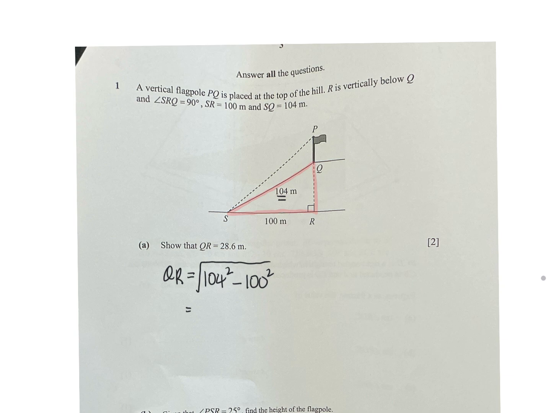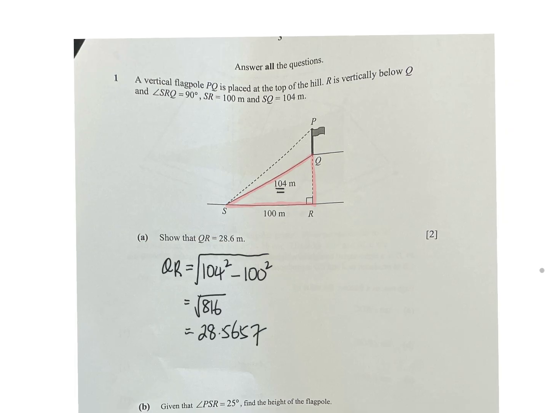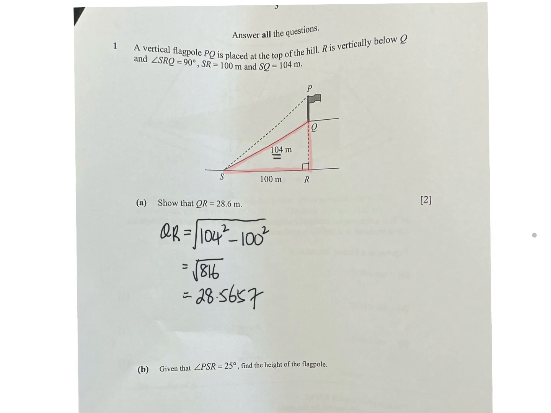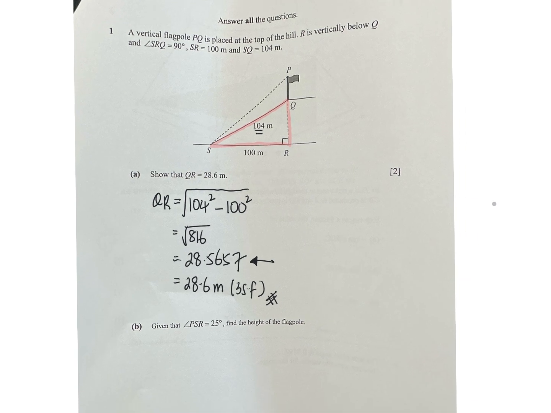28.56571. The reason why I need to show this is because some of you round off your answer so much that you lose a lot on accuracy. So actually it's 28.5657. You can have at least 5 SF first before you round off to 3 SF. So use this for other parts. Don't use the 28.6.